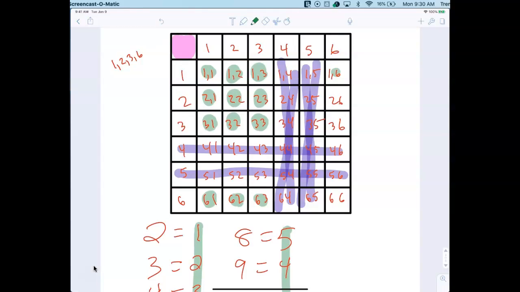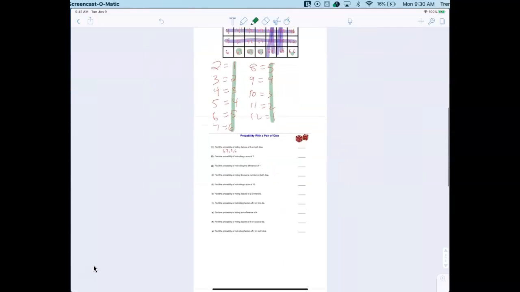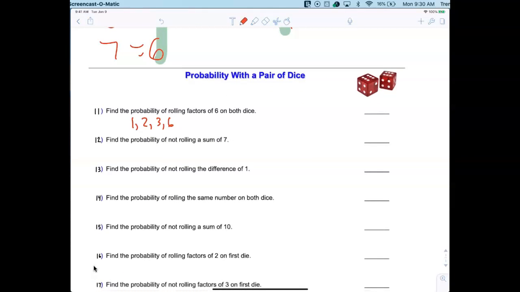So we can now just count. 16. Let's count. 16 out of 36. 16 out of 36 is not 50%. If I reduce by 4, that would be 4 out of 9. Almost 50%. Now again, notice what I'm doing. I'm going back and forth to look at my table to answer the question. That's what I'm doing. That's what you need to be doing.